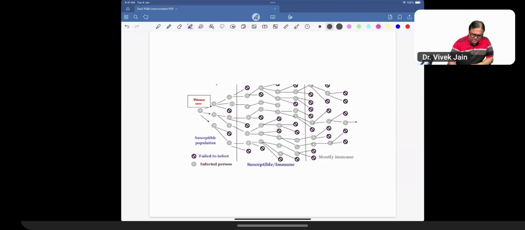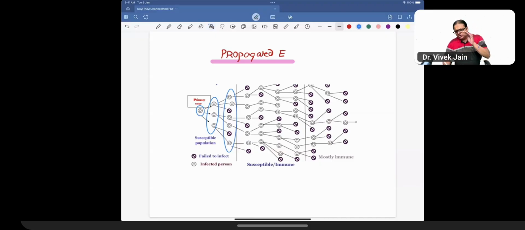This is a representation of, yes, propagated epidemic again. Why are you saying this is propagated? Look at the image carefully. Person to person transmission. One case gave rise to 3, 7, 10. So TB increased slowly in the population, right? Propagated epidemic.